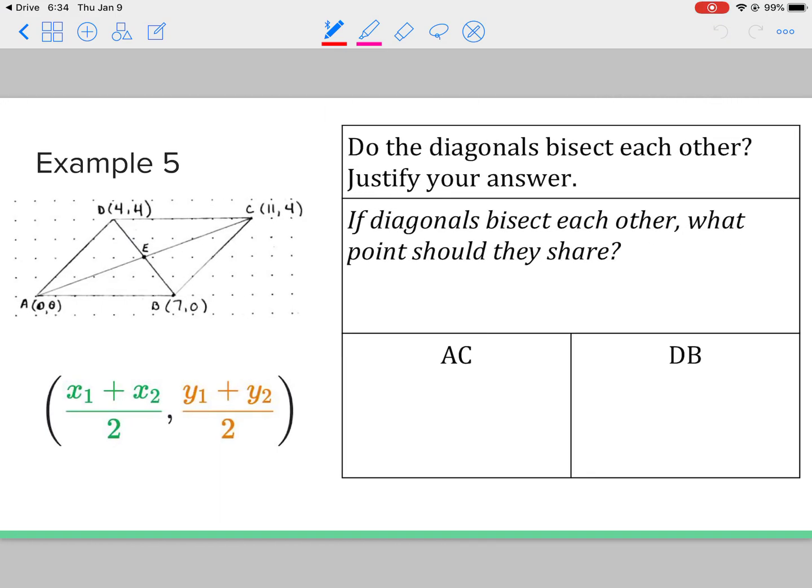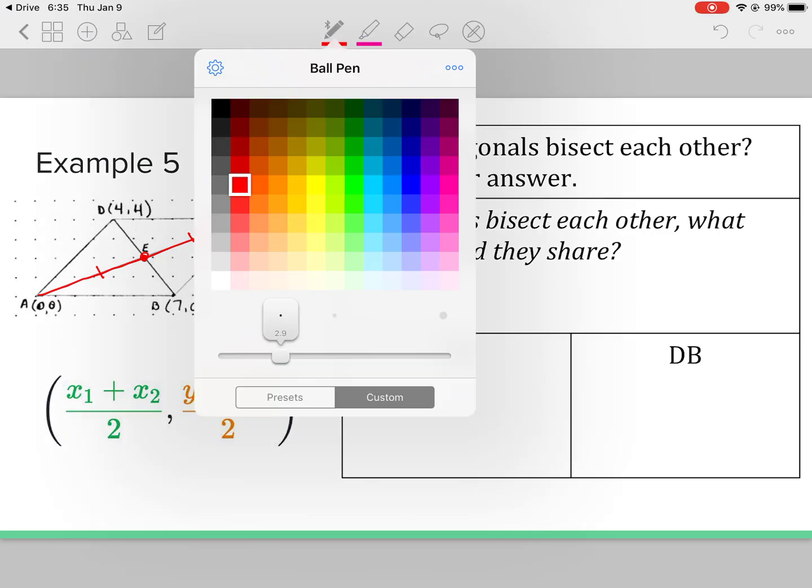The final thing we're going to do with this is think about those diagonals. Our theorem said that if it's a parallelogram, then the diagonals bisect each other. So we have to think, if the diagonals bisect each other, what point should they share? Let's think about diagonal AC, and those two diagonals intersect at point E. What should be special about point E? If this is a bisector, then both sides would be the same length on each side, and that means E would be the midpoint of this line.